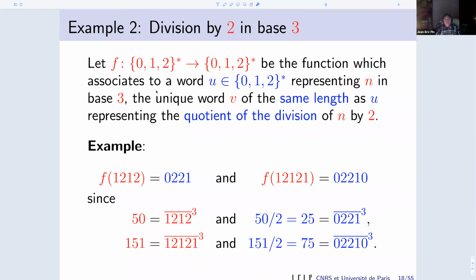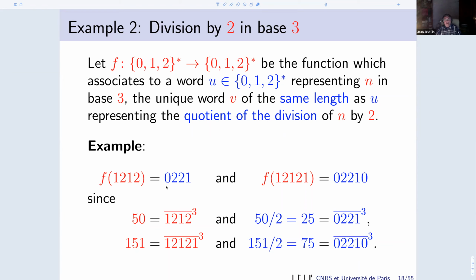This function is defined as follows. You take a word on the alphabet 0, 1, 2, and to this word you associate the integer n, which is represented by this word u in base 3. Now, what is f of u? f of u is the unique word v of the same length as u, which represents in base 3 the quotient of the division of n by 2.